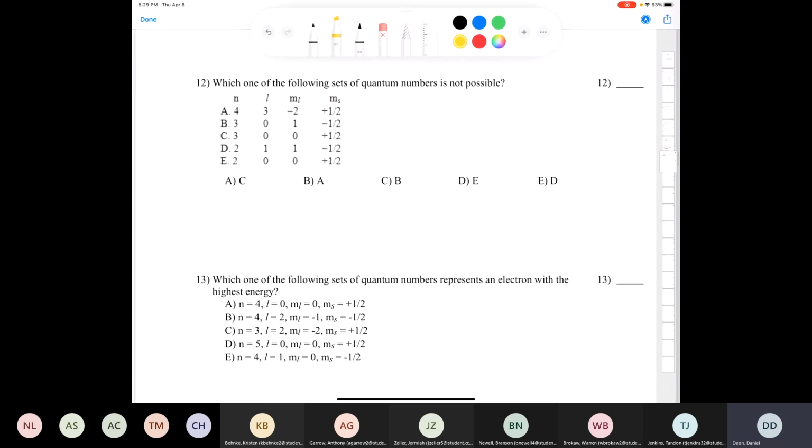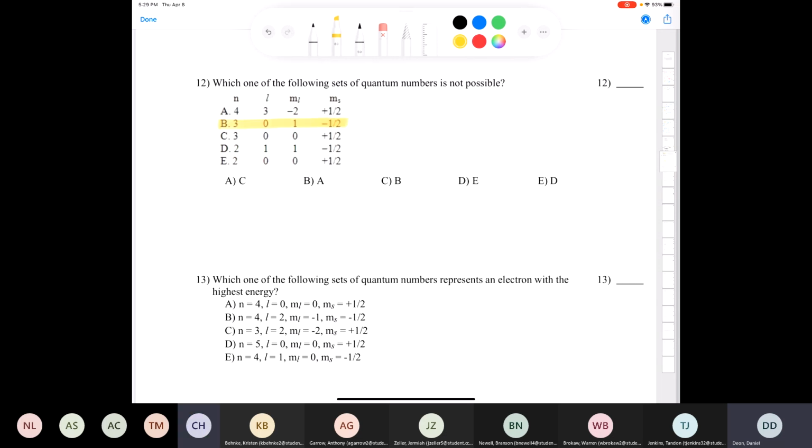Not too bad. Question number 12. Which of the following sets of quantum numbers is not possible? I'll throw this out there to my students. Is there anyone here that looks jacked up to you guys? My eyes are drawn to one right away. Christina, can you tell me what the problem with B is? You're absolutely right. That's the one I'm noticing. There seems to be an issue.